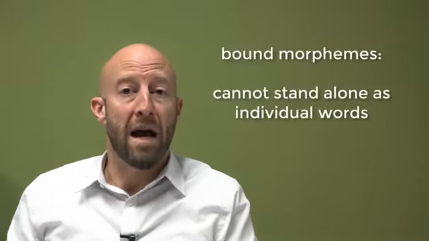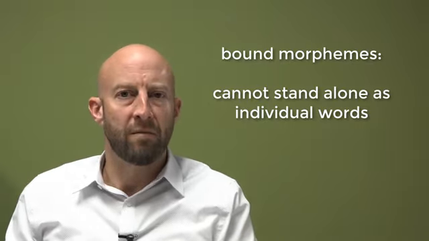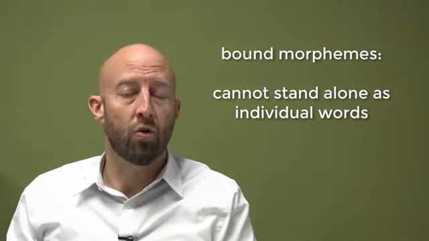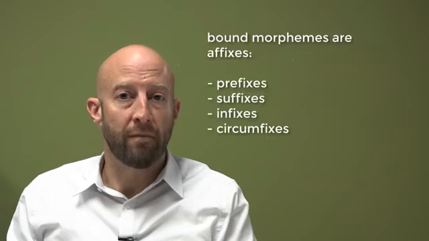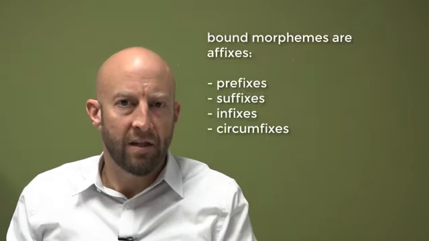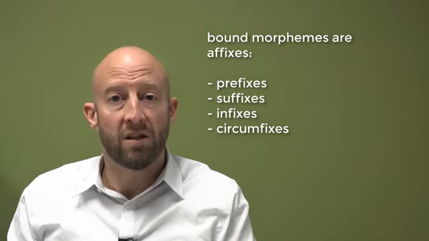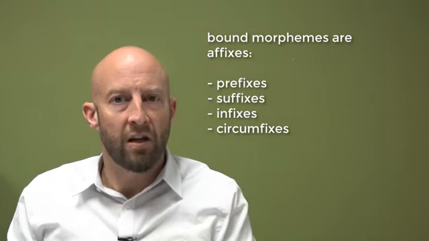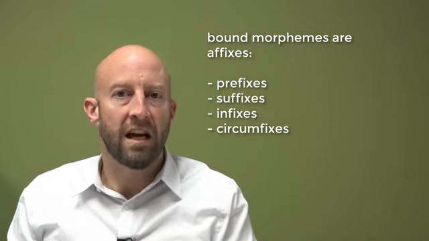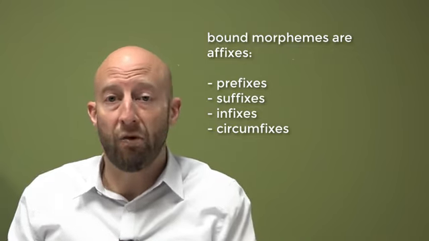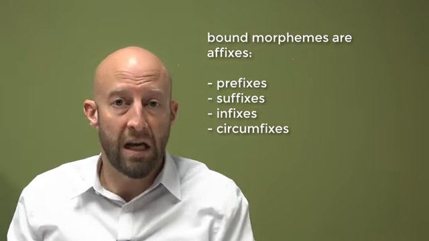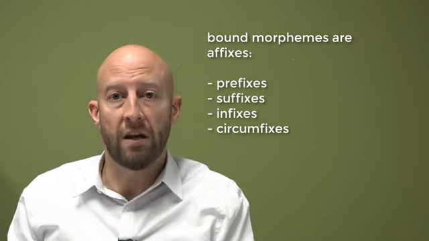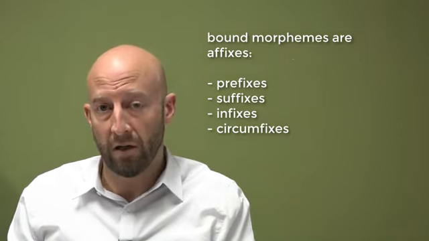Okay, now that we've discussed free morphemes, let's talk about the other major type of morpheme, which is called a bound morpheme. Bound morphemes cannot stand alone as individual words. Therefore, bound morphemes are affixes. Affixes include things like prefixes, suffixes, infixes, and circumfixes. Note that in English we pretty much only use prefixes and suffixes. Those are really the examples that I'm using in this video because I'm referencing English. But other languages use infixes and circumfixes more regularly.